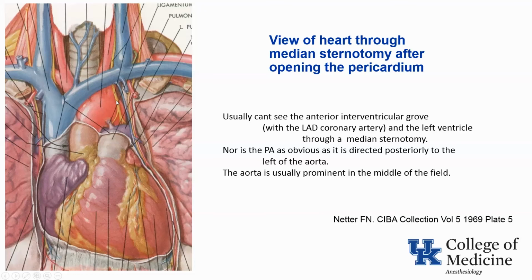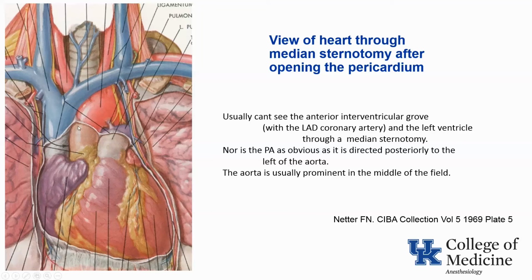This shows after the pericardium is open. It also shows the underlying left innominate vein. Usually during a median sternotomy you really don't see the left anterior interventricular groove with the left anterior descending artery, nor the left ventricle, and often the pulmonary artery is not as obvious as it dives posteriorly to the right, to the left of the aorta.